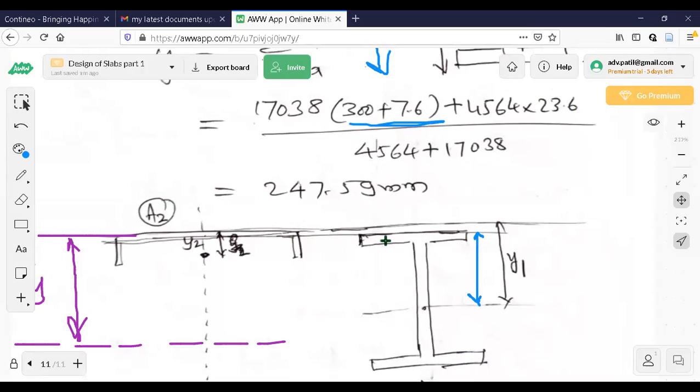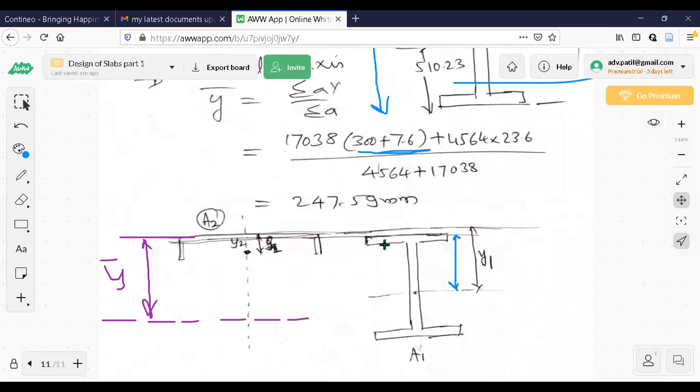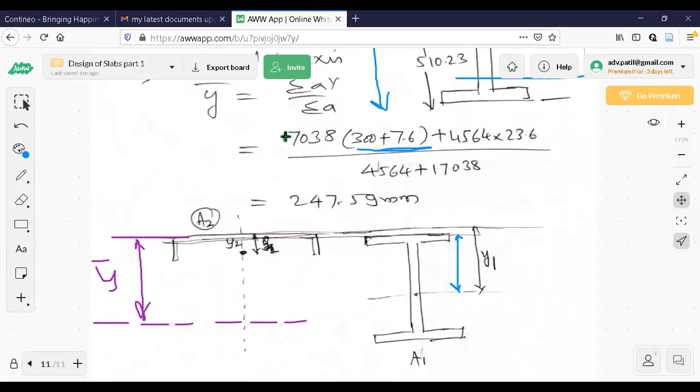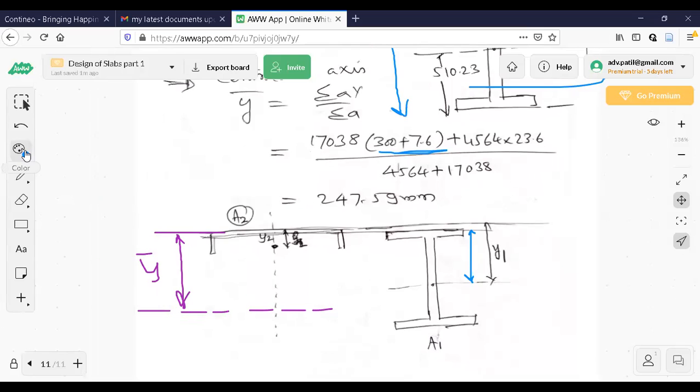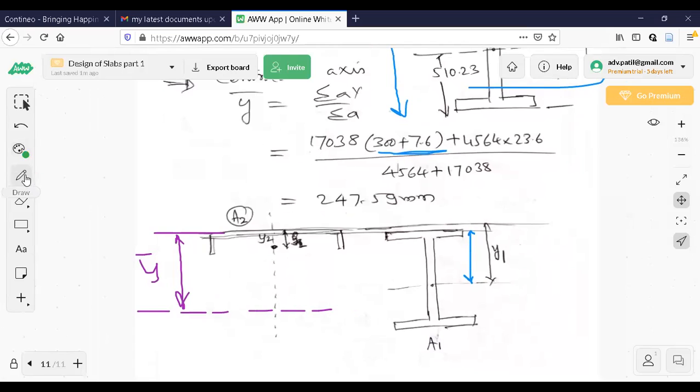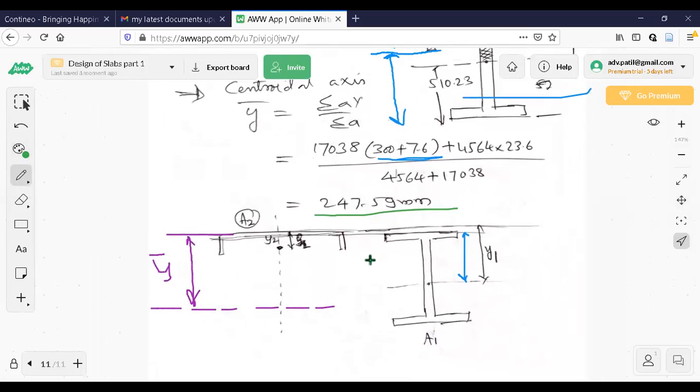So you just have to check it, because what is the calculation you have done here? Already 17038 you have seen in the table. 4564 is also there in the steel table. 23.6 is also there in the table. 300 plus 7.6, only this calculation you are doing. Rest all is available. You have to just check and write down those values. So finally you end up with this number here. Any questions here? You end up with 247.59.